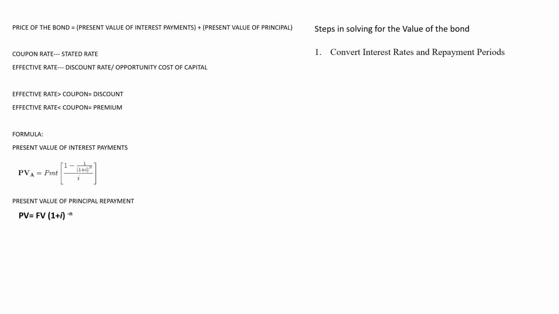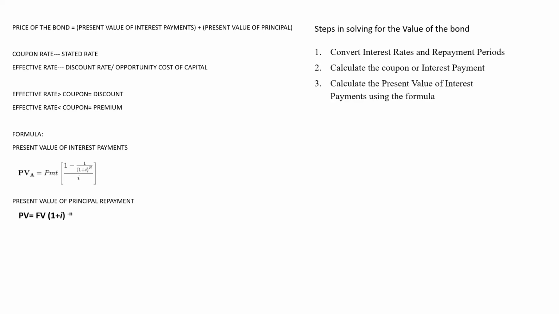First, we convert interest rates and the repayment periods. Second, we calculate the coupon or the interest payment. Number 3, we calculate the present value of interest payments using the formula. Number 4, we calculate the present value of the principal using the lump sum formula. And number 5, we add the present values of both from step 3 and step 4.